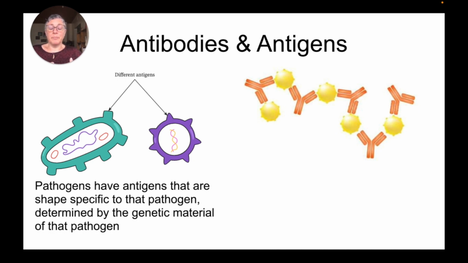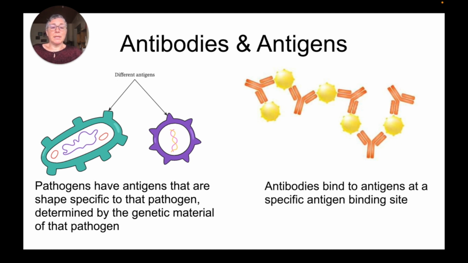So pathogens have antigens that are shape specific to that specific variant of the pathogen. And this is determined by the genetic material of that pathogen. So DNA, RNA is going to give physical structure. And so these antigens are part of the physical structure of the pathogen.